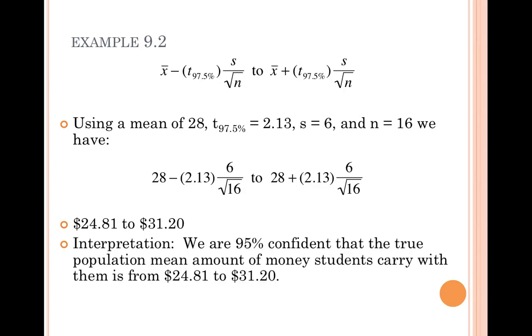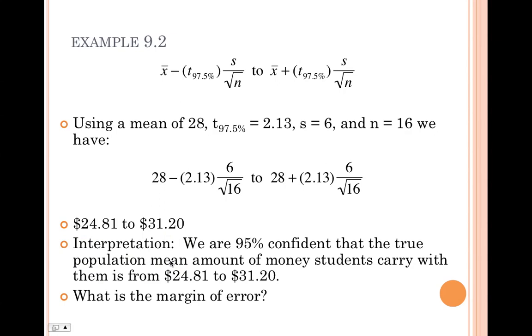The interpretation is we are 95% confident that the true population mean amount of money students carry with them is from $24.81 to $31.20. So again, even though we don't have the population standard deviation, the goal is still the same. The goal is to estimate the true population mean amount of money.